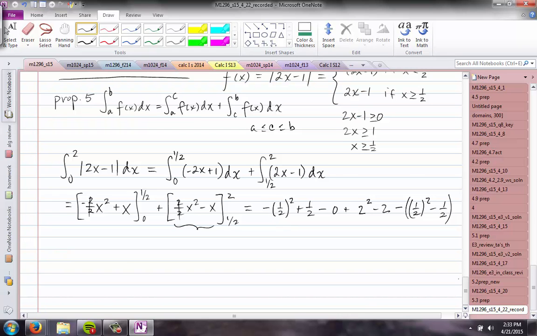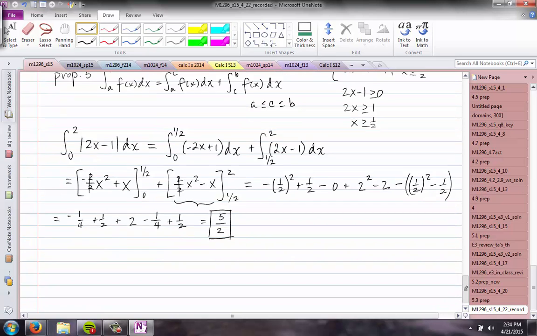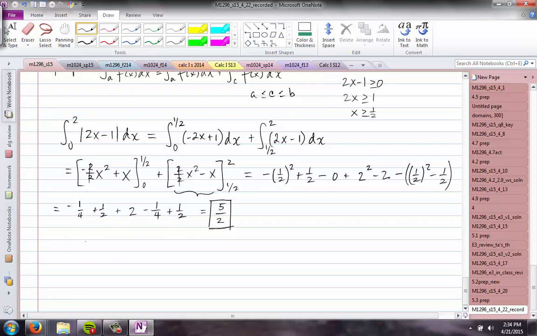So going ahead and doing this, I'm going to get negative 1/4 plus 1/2, plus, let's see, 4 minus 2 is 2, and then minus 1/4 plus 1/2. Putting all those together, I should get 5/2. So that's the result.